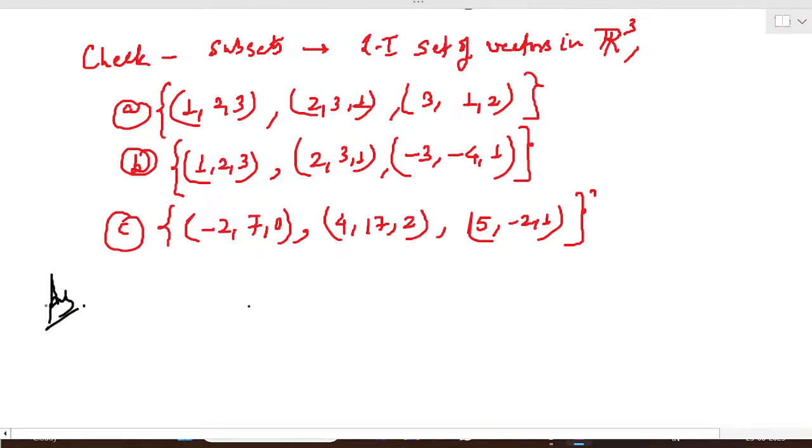These are the three subsets I have given, A, B, C. Just try to figure out which of the following forms a linearly independent set of vectors. Just try to find that.